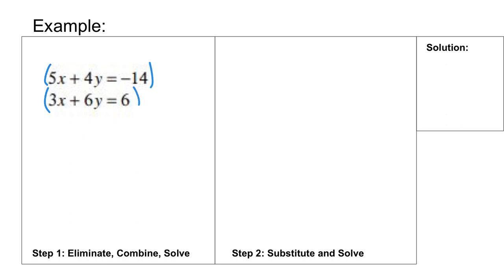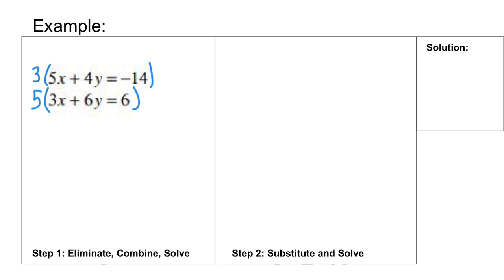So if I'm going to multiply to make 5 become a 15, I'm going to have to multiply that whole equation by 3. If I want to multiply the bottom equation to make the 3x become a 15x, I'm going to have to multiply the bottom equation by 5. And that's going to allow them to become the same.